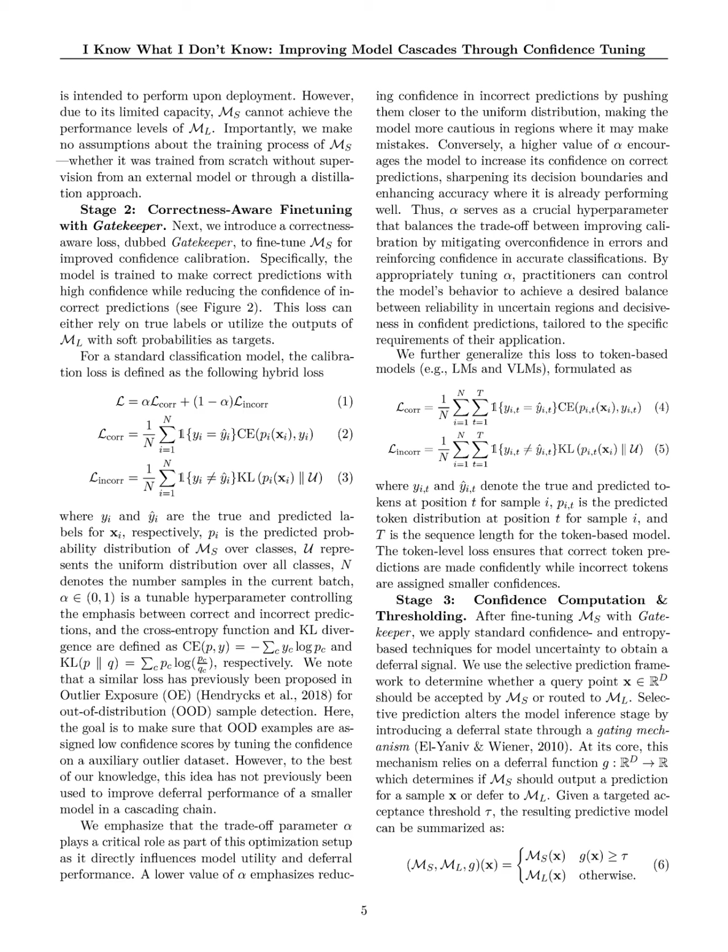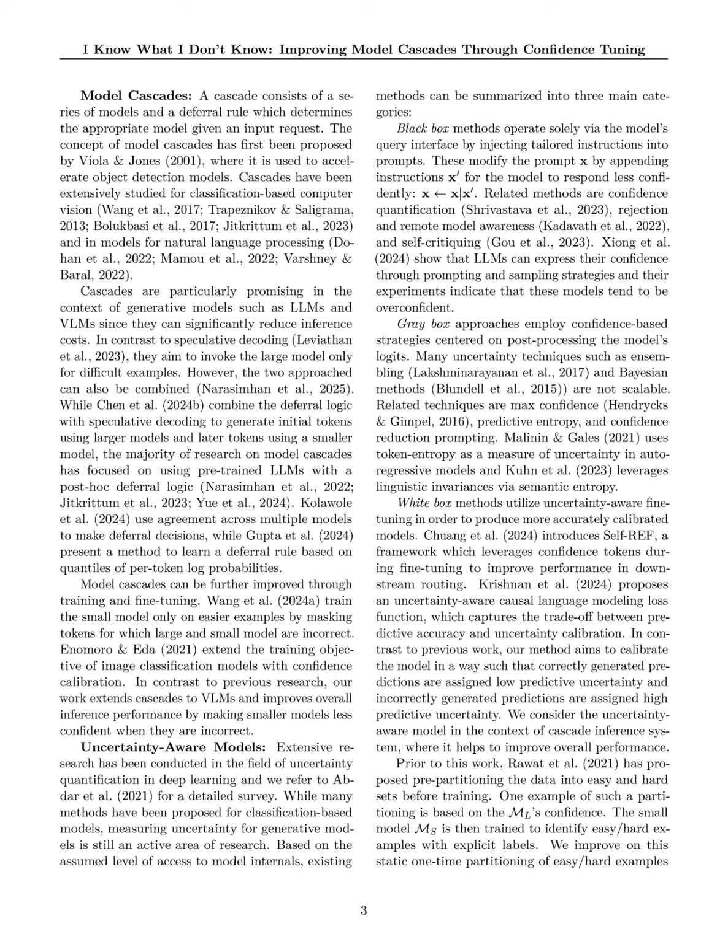Specifically, Gatekeeper introduces a correctness-aware loss function that fine-tunes the small model m_s to output high confidence for correct predictions while reducing confidence for incorrect ones. This calibration of confidence allows m_s to make more informed deferral decisions, effectively determining when to defer to the larger model m_l for difficult queries.